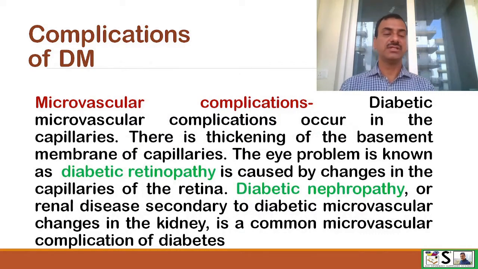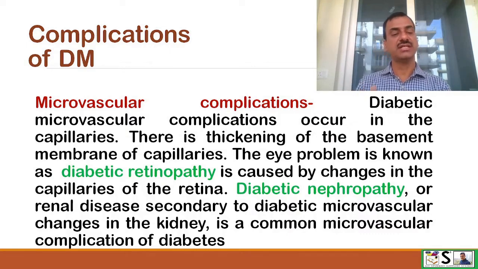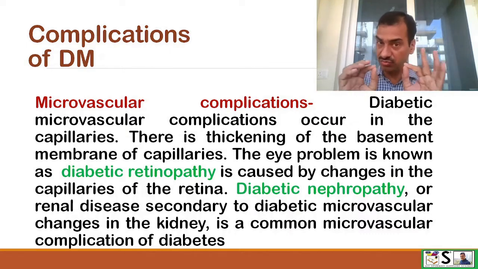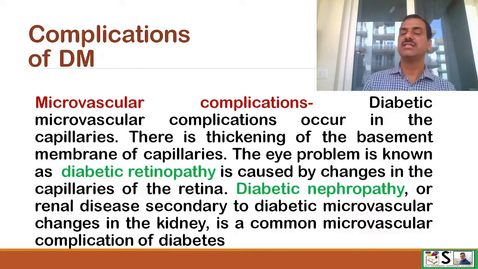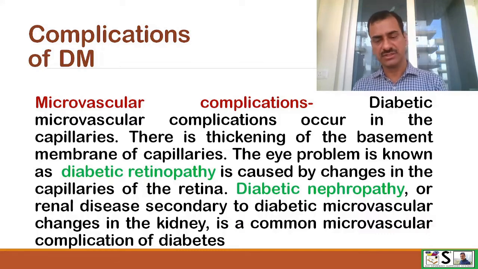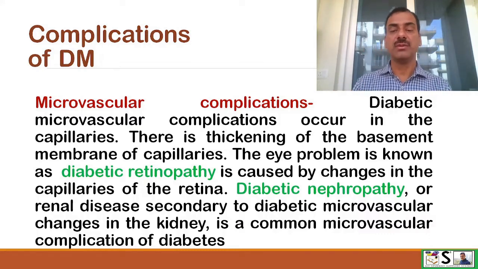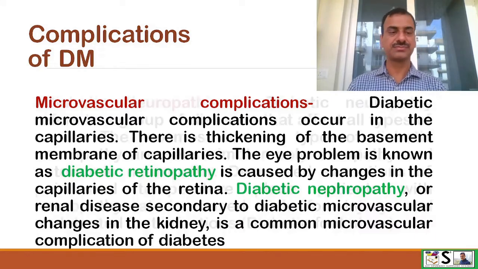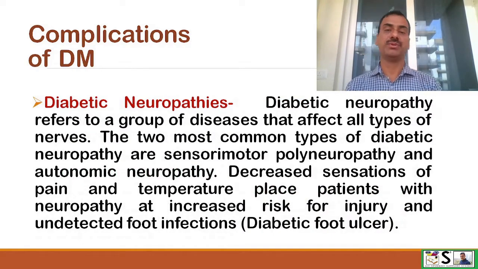Microvascular complication. Diabetic microvascular complications occur in the capillaries, that means very small blood vessels. There is thickening of the basement membrane of capillaries. Eye problem, known as diabetic retinopathy, is caused by changes in the capillaries of the retina. Diabetic nephropathy, or renal disease secondary to diabetic microvascular changes in the kidney, is a common microvascular complication of diabetes mellitus. Next is diabetic neuropathy.